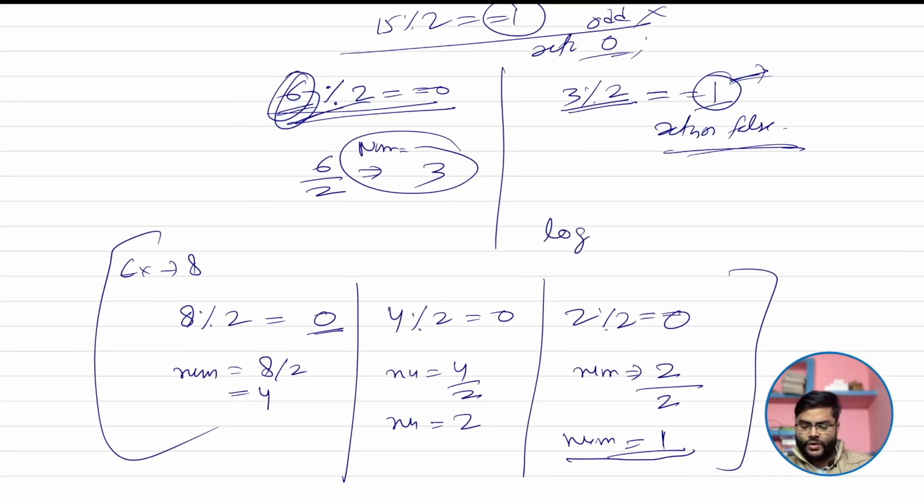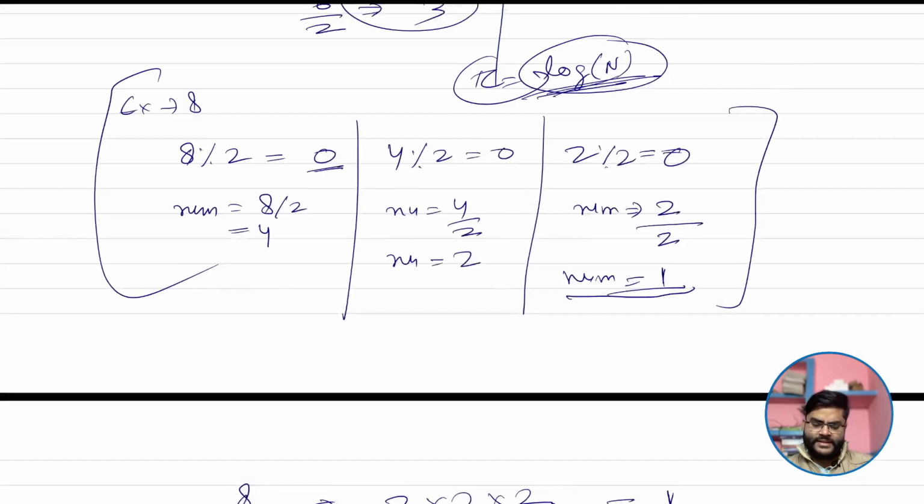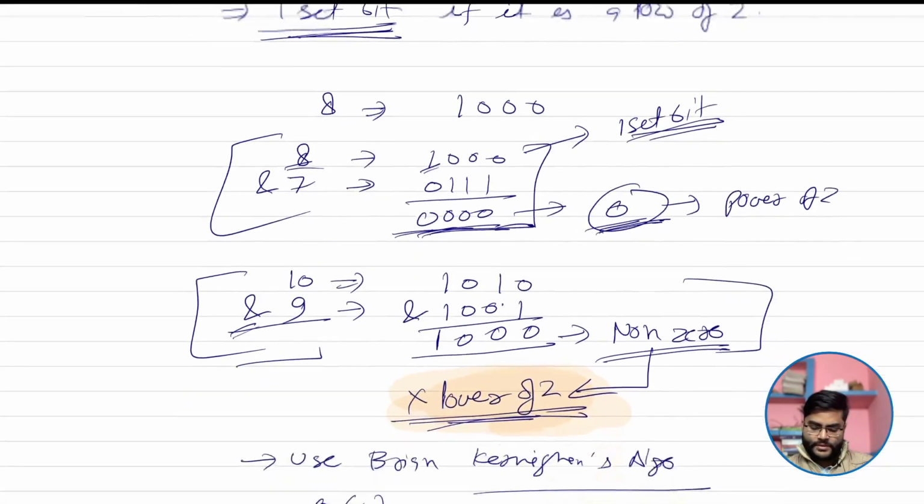it can take up to log n time, because every time we are dividing by 2. So it will take log n time in the worst case. Time and space complexity is easy to calculate in bit manipulation. If it is going beyond log n, that means you are doing something wrong.